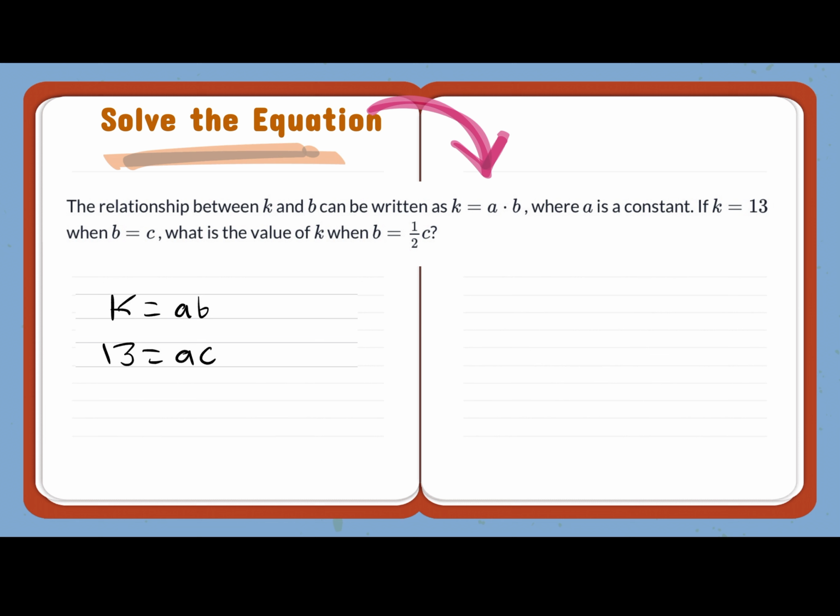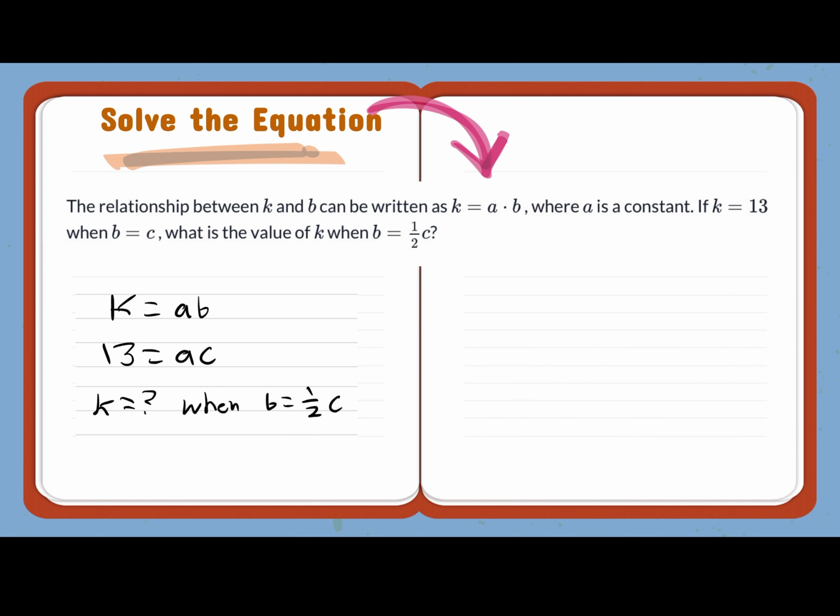So again, we can just start off by plugging in k equals 13, and then we can also just plug in b equals c. So we're just using what we're given, and we're looking for k when b equals 1/2 c. So again, this isn't very difficult. We just have to go about plugging it in this certain way.